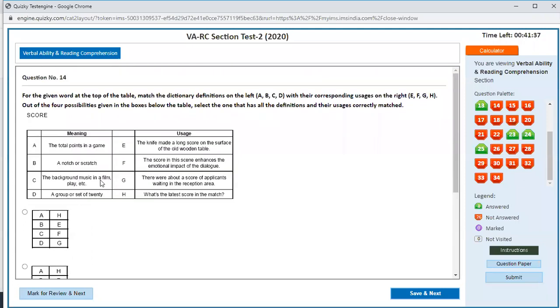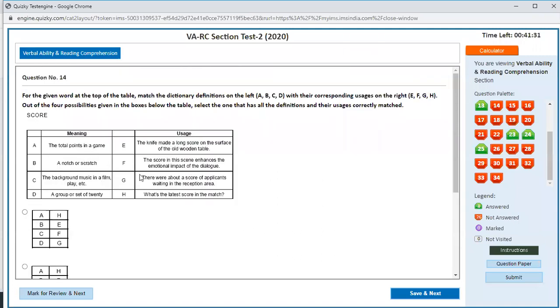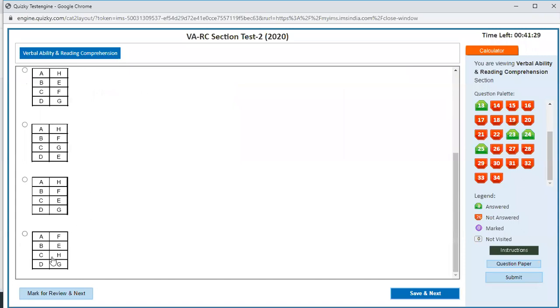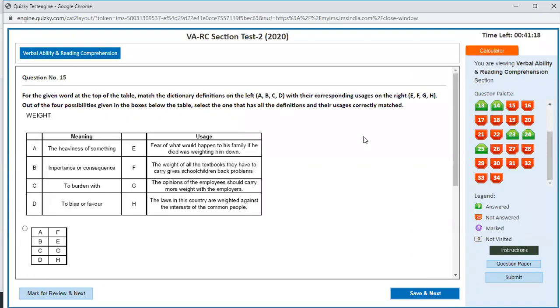Okay, the background music in a film: the score in the scene enhances the emotional impact of the dialogue. So C and F. B and E, C and F. Okay, here we go. Option A is the answer. Let's also check D or G. Group or set of 20: D and G. They were about a score of applicants. Got it. Option 1 is the answer.